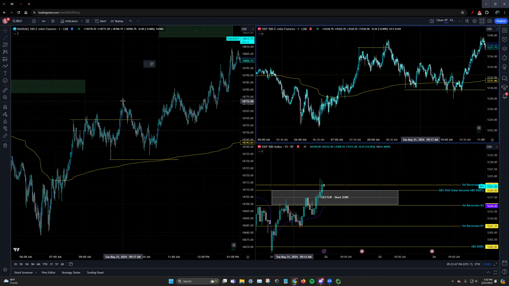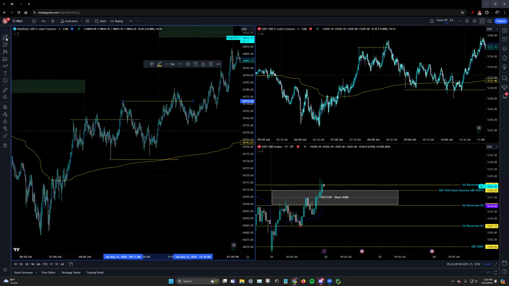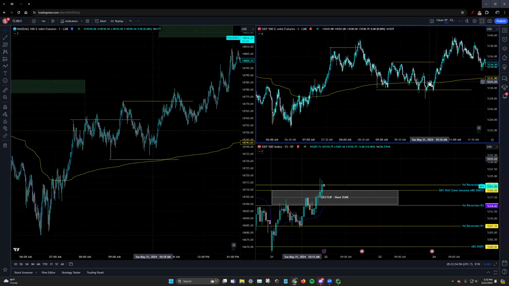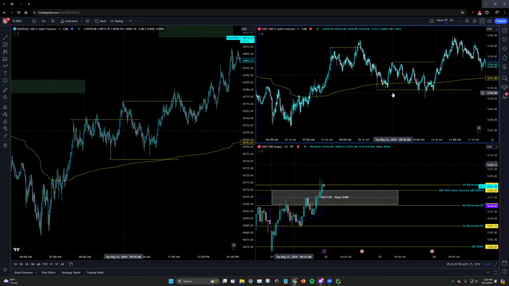Continuation to hold, right? You can tell right here, got taken out. At the same level, NQ did not get taken out, right? So another reason to hold the short. The moment I saw the SMT, I trimmed pretty much the rest of my position, or more than half the position.